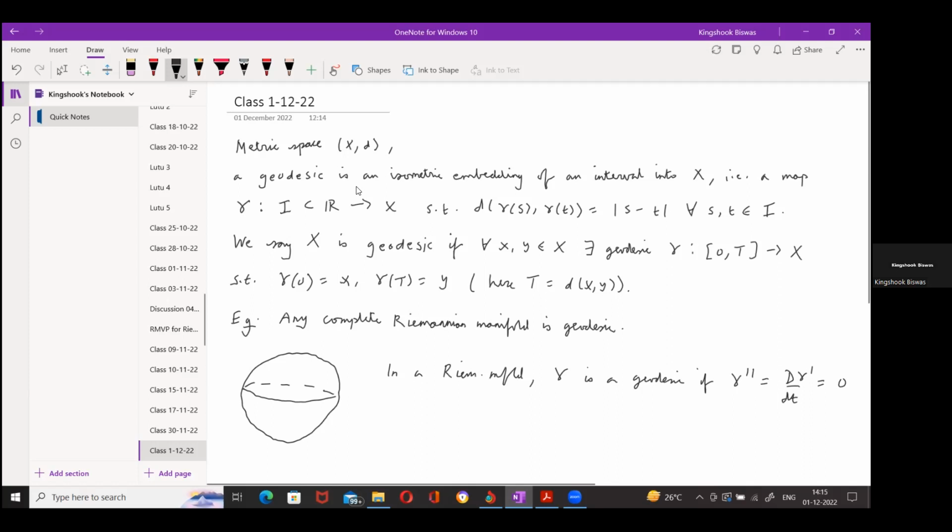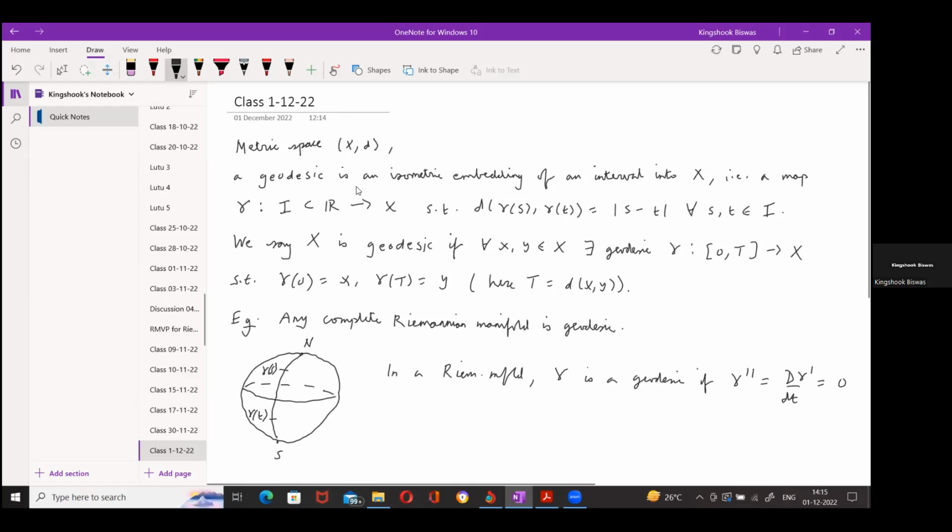For example, if you take the sphere S2, right, then the longitudes are geodesics in the Riemannian sense. Their covariant derivative of the tangent vector is 0, right? Now, here though, if I take 2 points, let's say the North Pole and the South Pole, then as I go till the South Pole, the distance between any 2 points, say gamma S and gamma T, is equal to mod S minus T. Okay, this condition holds, up to the South Pole.